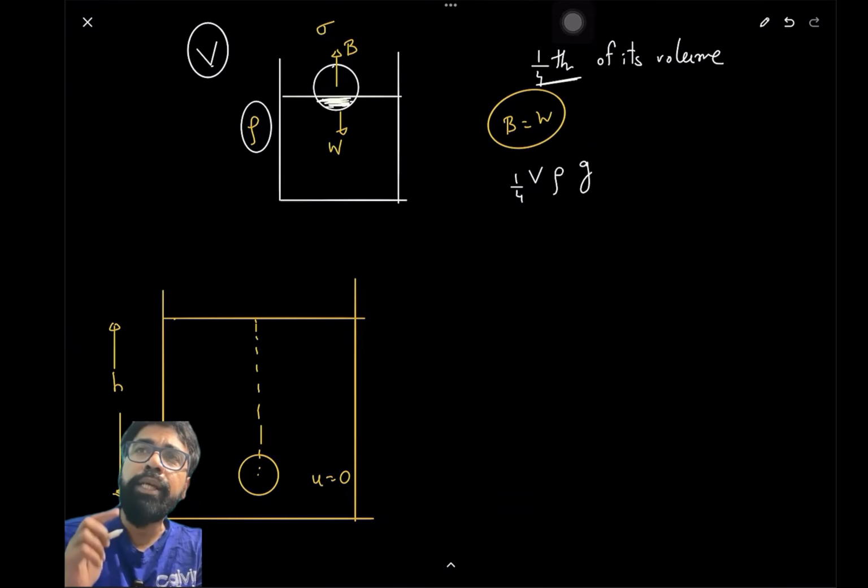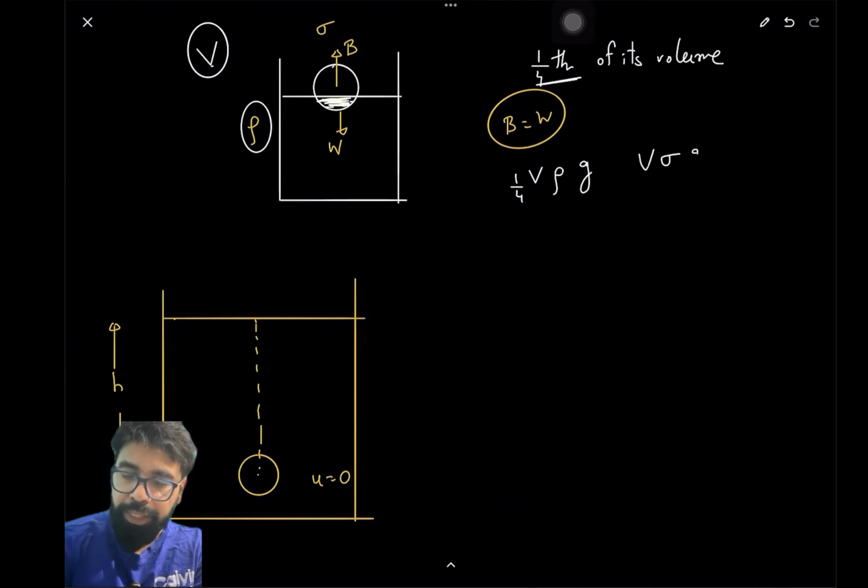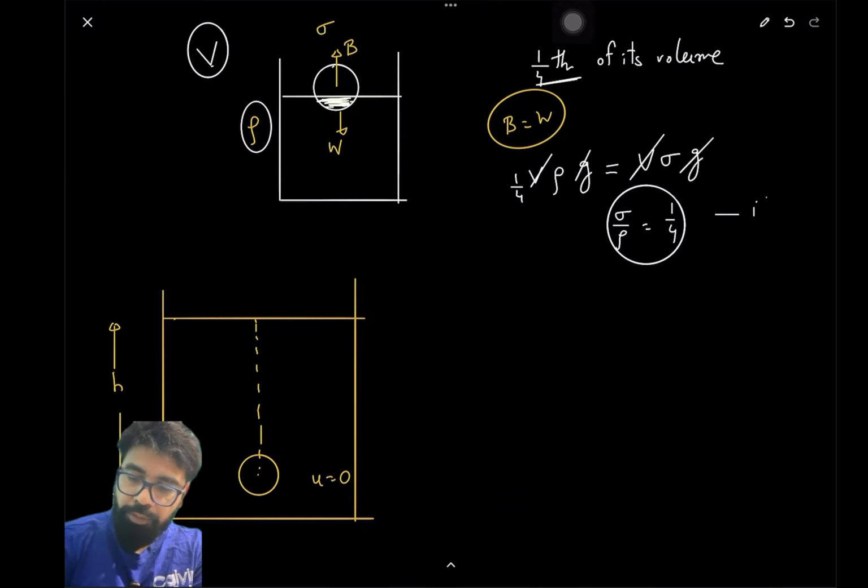Now we have taken the density of the body as sigma. So what is the mass of the body? It is V sigma. What is its weight? V sigma g. As it is floating, 1/4 V rho g and V sigma g must be equal. So we cancel Vg and we get sigma by rho is equal to 1/4. Keep this as equation 1.